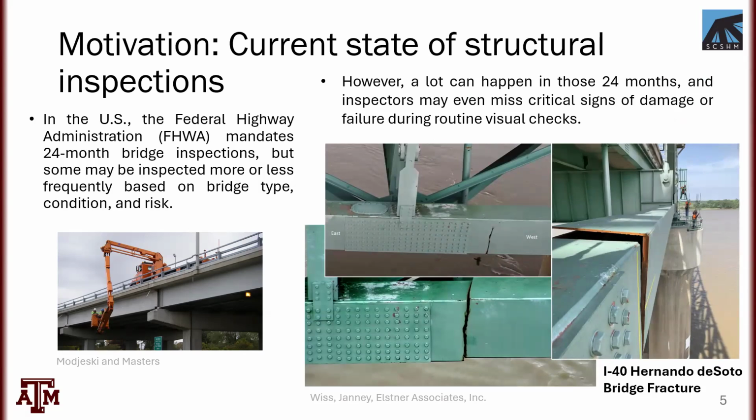A prime example of this is the I-40 Hernando de Soto Bridge between the states of Arkansas and Tennessee, where in 2021, a major fracture was found. It was caused by hydrogen-induced cracking during the welding and fabrication process. Then it was realized that through many routine monitoring sessions, this crack had actually been missed. The crack existed, it had gradually propagated, it was missed. It was only through amateur drone footage that people discovered later on that the crack was actually there and slowly propagating.